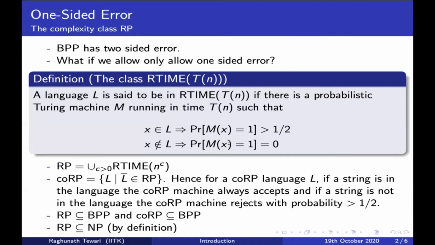On the other hand, if X is in L, here what we have is that at least half the computation paths accept. In other words, at least one path definitely accepts. It's much, much more than one. So therefore, a probabilistic RP machine by definition is also an NP machine. Because if the input is in the language, we have at least one accepting path.